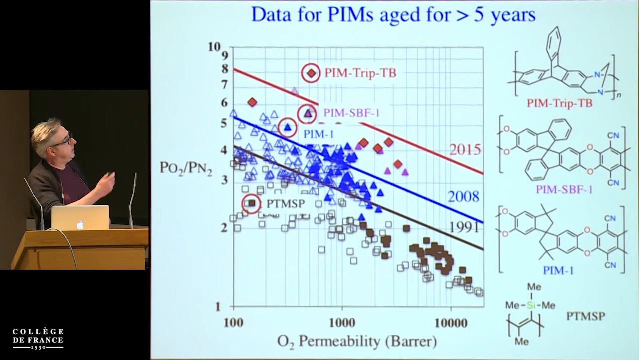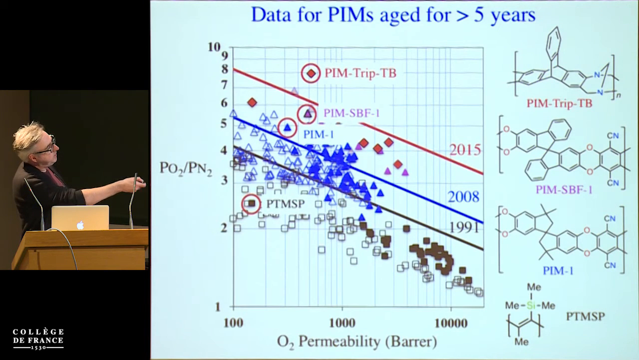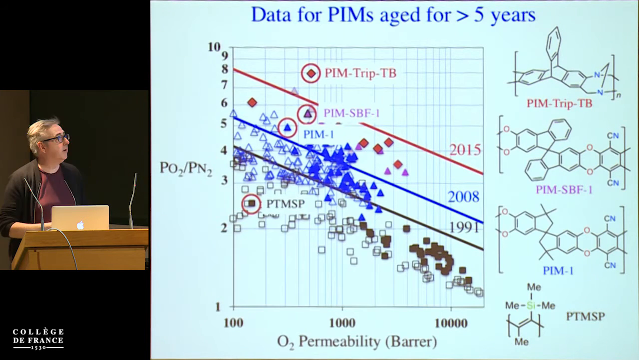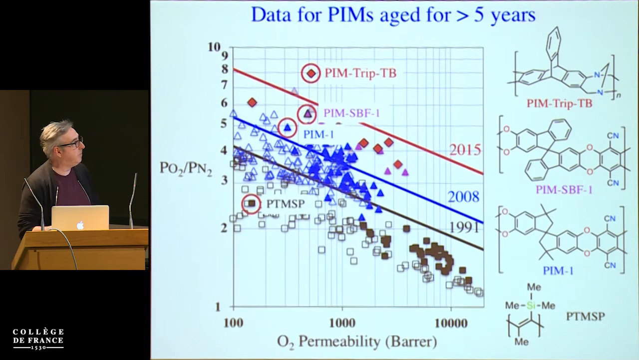So this just shows you the increase from PTMSP, the original highly permeable polymer. This is aged after 4 years, PIM-1 aged after 4 years, the SBF polymer, and then now the PIM-Trip. It's quite an impressive increase in the selectivity by the design of the polymer.